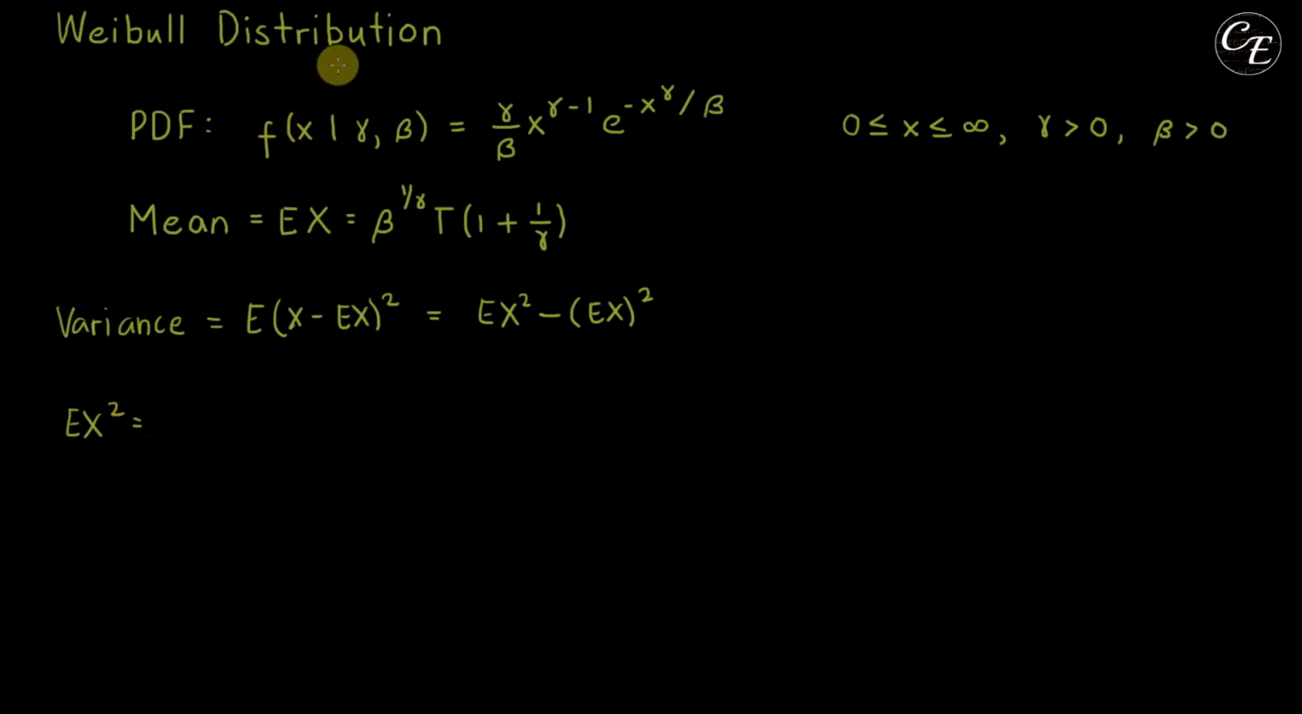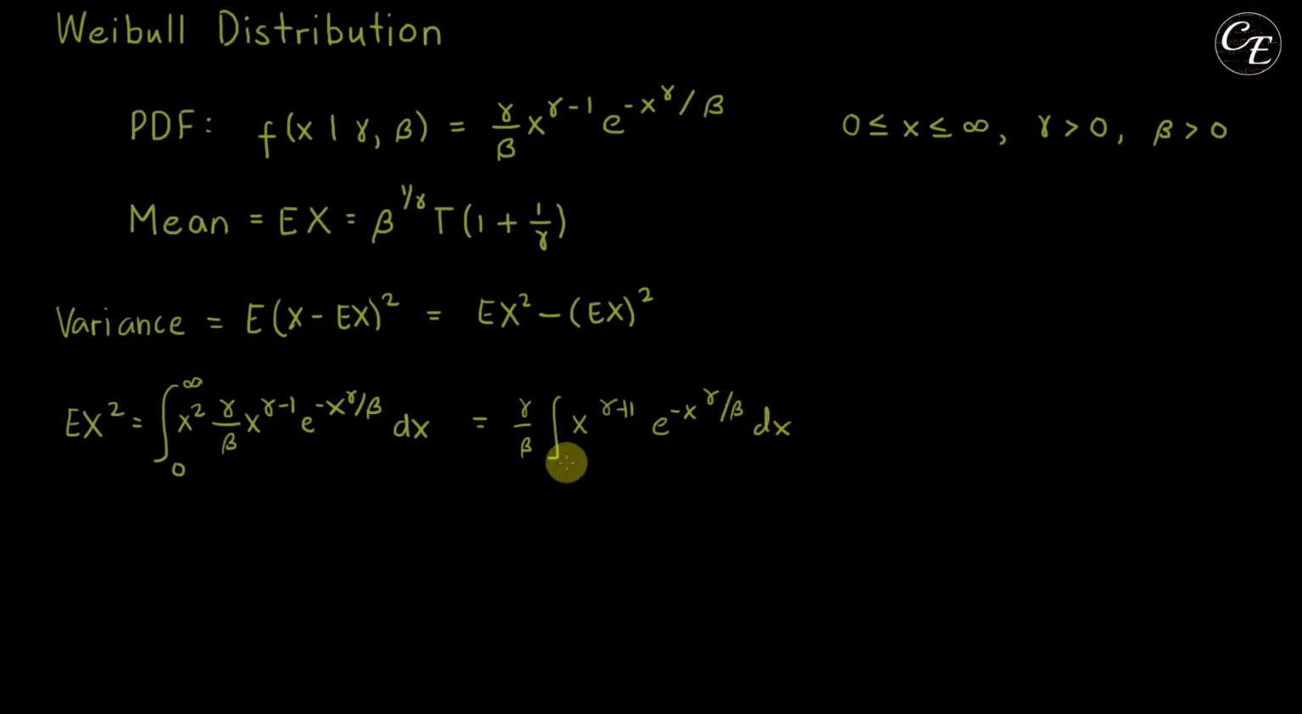Since this is a continuous probability distribution, it is equal to the integral of x squared times the probability density function, which is this one, then dx. This x is from 0 to infinity. Then let us move the constant outside of this integral. So we have gamma over beta, then integral of, let us combine both x, this one and this one. So we have x raised to gamma minus 1 plus 2 is gamma plus 1. Then the rest of the terms in here, e raised to negative x raised to gamma over beta dx from 0 to infinity.